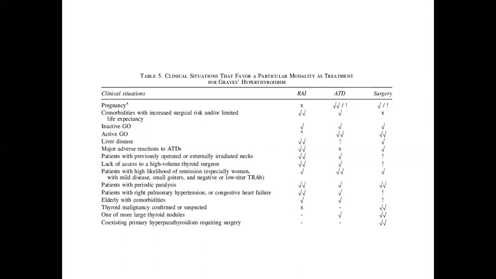In patients with periodic paralysis, again, radioactive iodine is the preferred choice, and surgery can also be chosen in these patients. Patients with right pulmonary hypertension or congestive heart failure, radioactive iodine is the preferred choice. And in elderly patients with comorbidities, again, antithyroid medications or radioactive iodine can be used with equal efficacy.